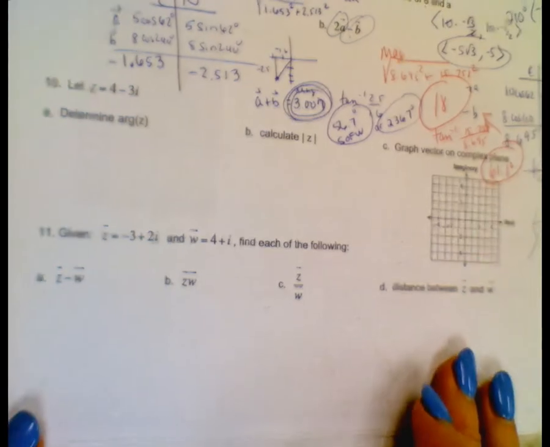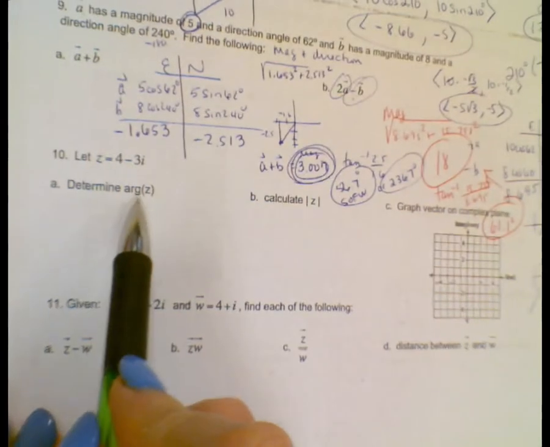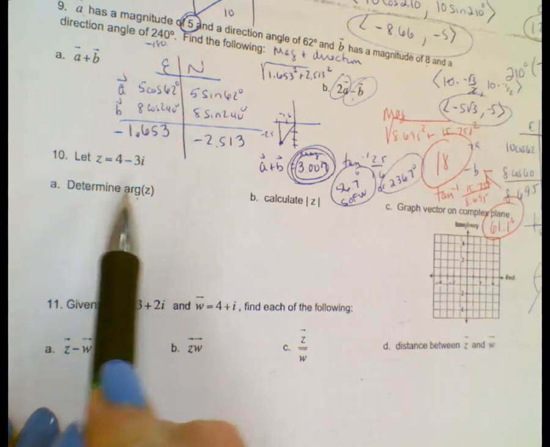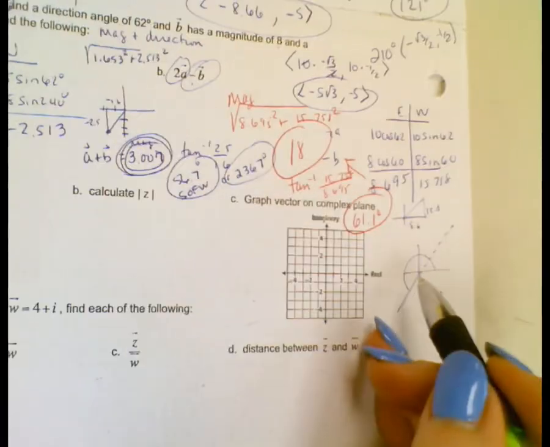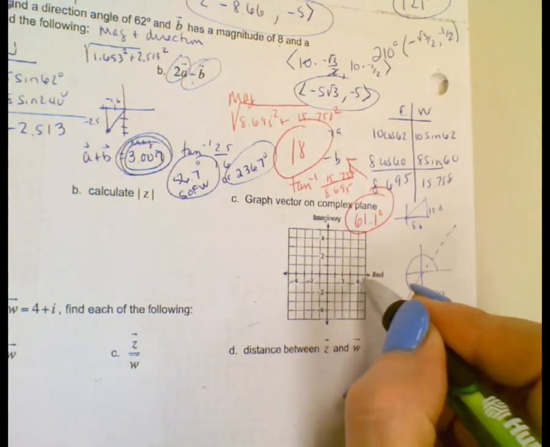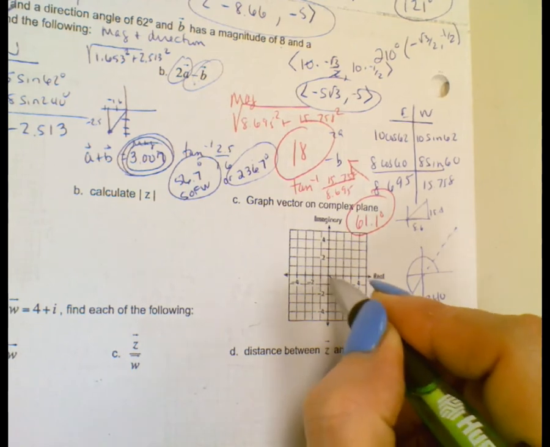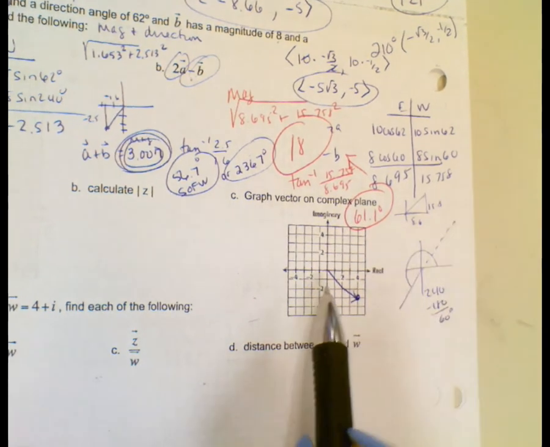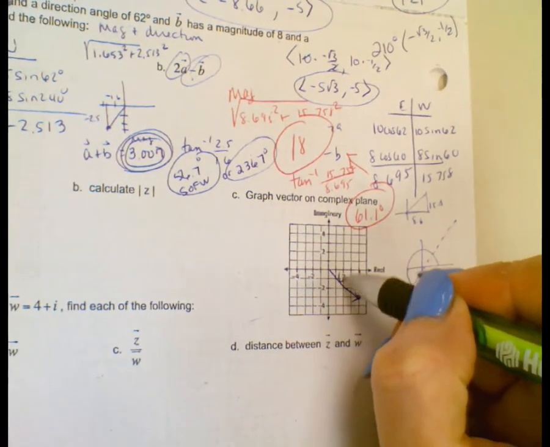Okay, this is the rest of the review, starting with number 10. Determine the argument of z for this problem right here. It does say to graph z, so I'm going to graph it first. 4 minus 3i, so you got 4 and then negative 3. There's the vector. Your job is to tell me the argument, so we're going to find this angle.